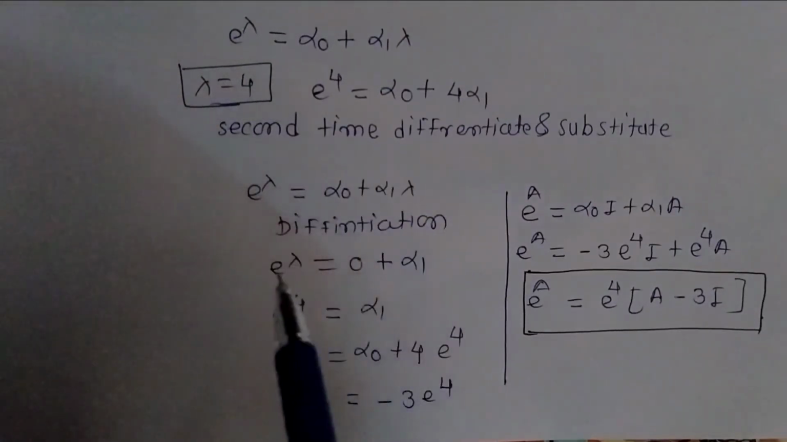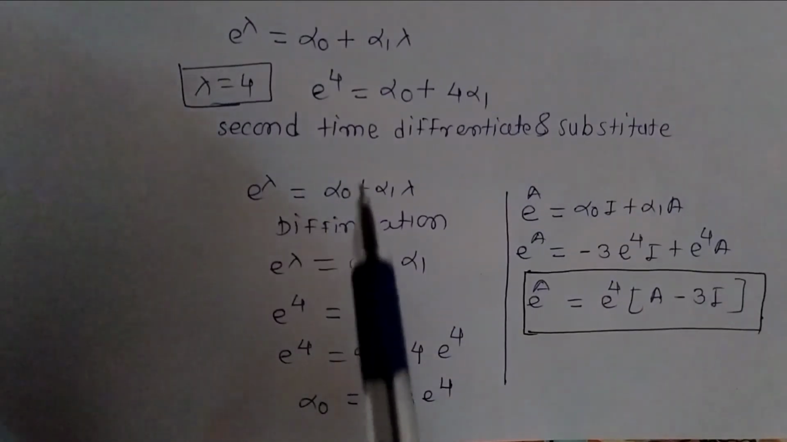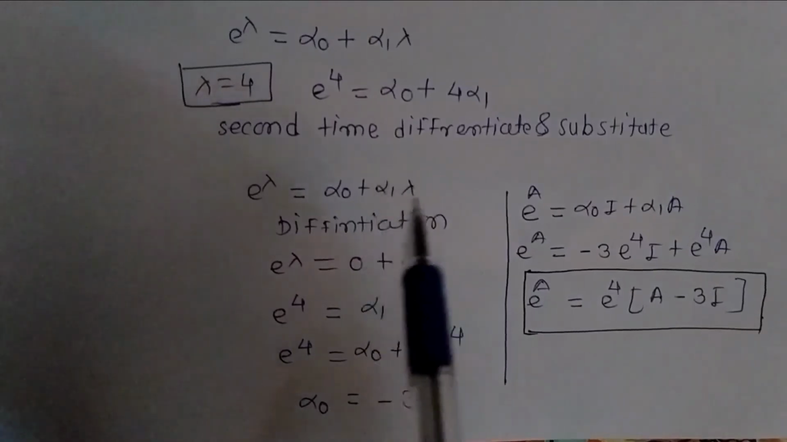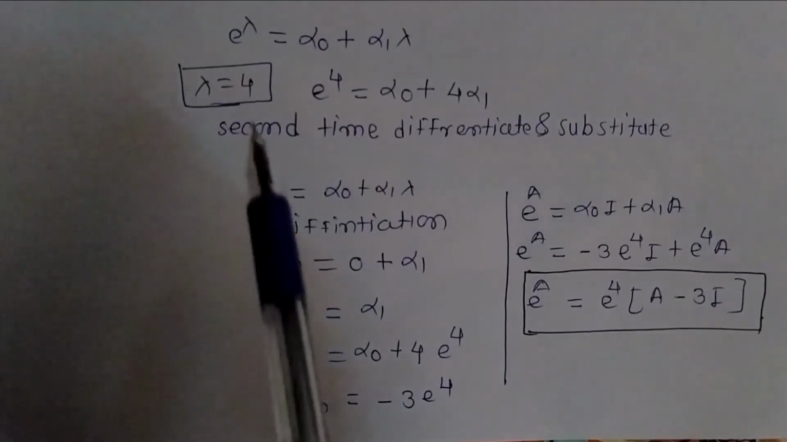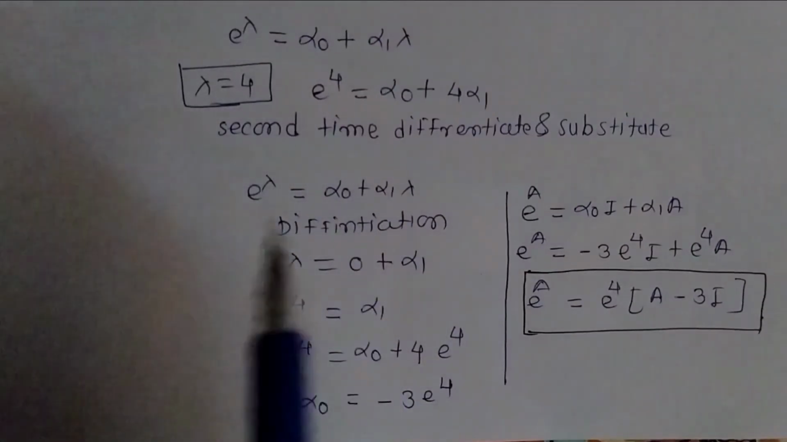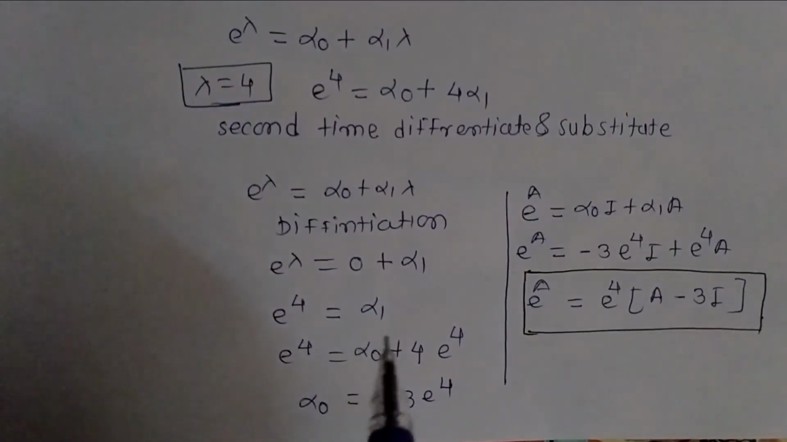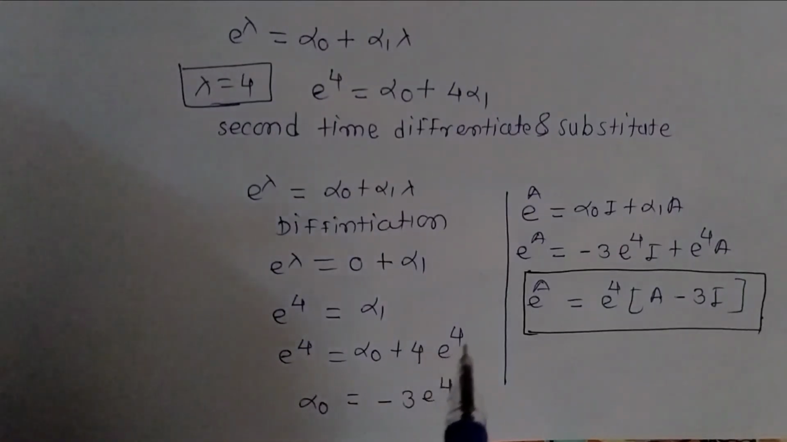So e raised to lambda is equal to alpha naught plus alpha 1 lambda. Then differentiate this: the differentiation of e raised to lambda is e raised to lambda; the differentiation of alpha naught is 0, plus the differentiation of alpha 1 lambda is alpha 1. Lambda is 4, so e raised to 4 is equal to alpha 1. Next, e raised to 4 is equal to alpha naught plus 4 into e raised to 4, so alpha naught is equal to e raised to 4 minus 4 into e raised to 4, which is minus 3 into e raised to 4.